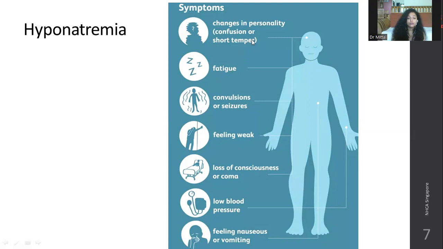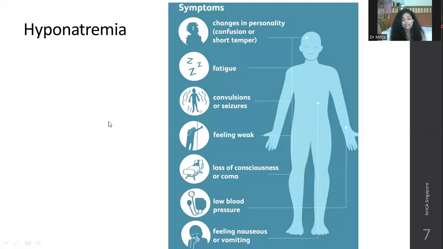Okay, so it causes certain signs and symptoms like confusion, short temper, fatigue, convulsions, seizures, feeling weak in general, and loss of consciousness in severe cases. If you are hyponatremic for a few days, only then you go into a state of coma, loss of consciousness, low blood pressure. Extremely low blood pressure is also lethal. Okay, it can be fatal. And then feeling nauseous or vomiting. So these are the signs and symptoms of it.